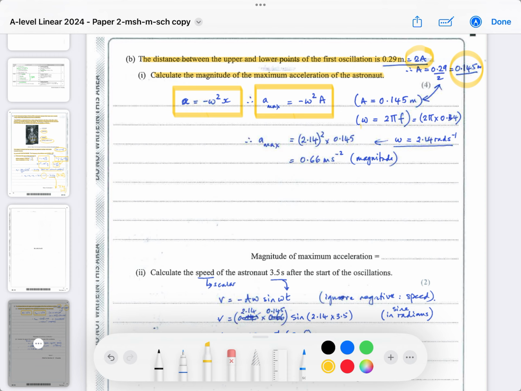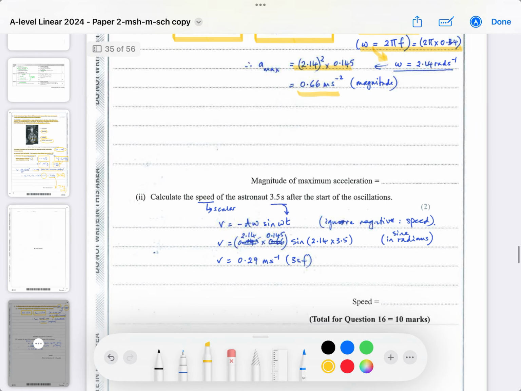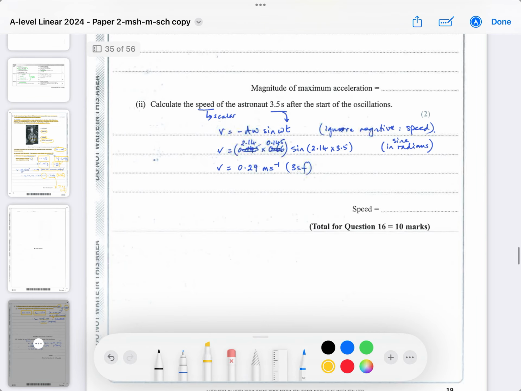We know the frequency from before, so we can work out omega is 2 pi f, and f was 0.34. We know the amplitude, we just worked it out. Put the numbers in, and omega is shown here. You put them in and you get the answer 0.66 meters per second squared magnitude. That's the maximum acceleration. Obviously the maximum acceleration occurs when you are most displaced from the equilibrium position.